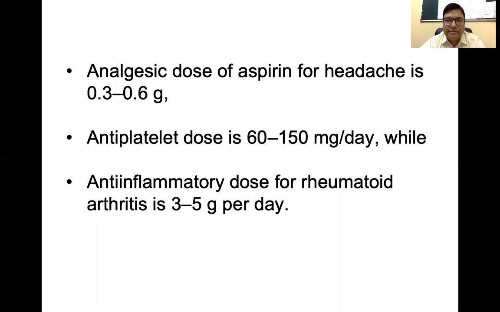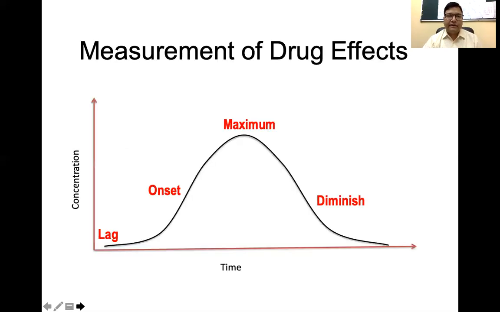A classical example is aspirin, which is an analgesic anti-inflammatory drug. When it is given in a dose of 0.3 to 0.6 gram, it produces an analgesic effect, and it is used in case of headache. But for producing the anti-platelet effect, we have to give it in a dose of 60 to 150 milligram per day. And to produce the anti-inflammatory effect for patients of rheumatoid arthritis, the dose of aspirin is 3 to 5 gram per day. So the different amount of the dose plays an important role in producing different effects.